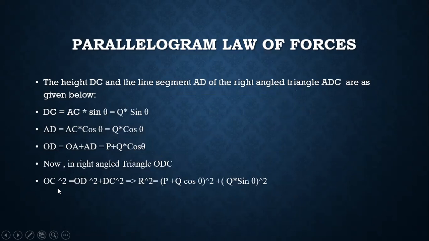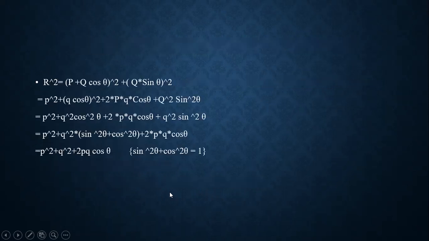Square on both sides. OC square is equal to OD square plus DC square. OC is the resultant. R square is equal to, in place of OD square, P plus Q cos theta whole square, plus Q sin theta whole square. This is in the form of A plus B whole square, so you expand it like this: P square plus Q cos theta whole square plus 2PQ cos theta plus Q square sin square theta.